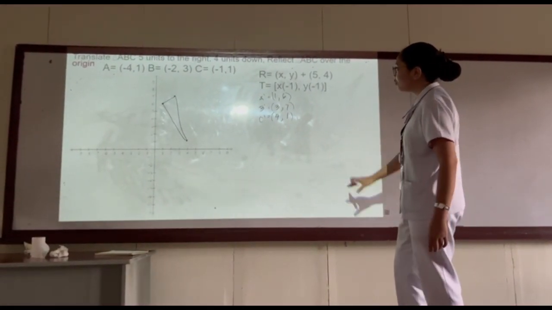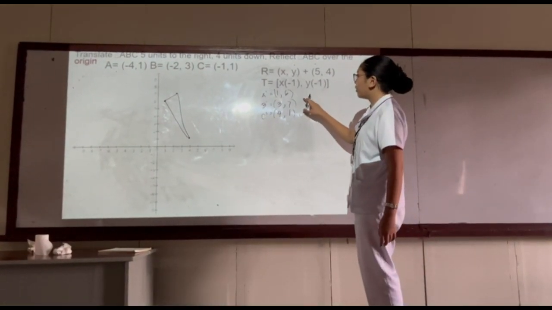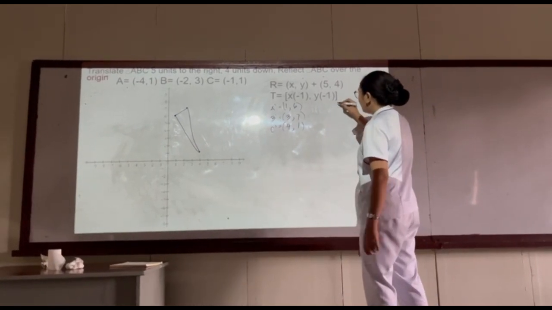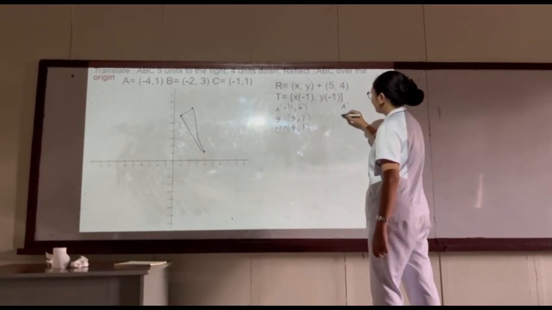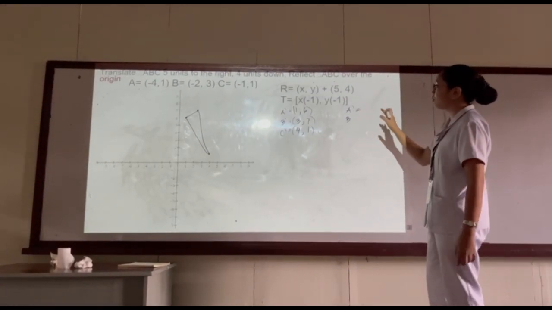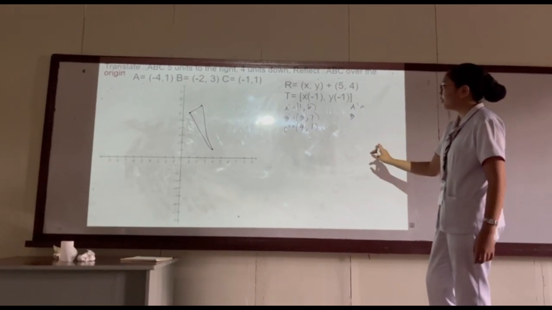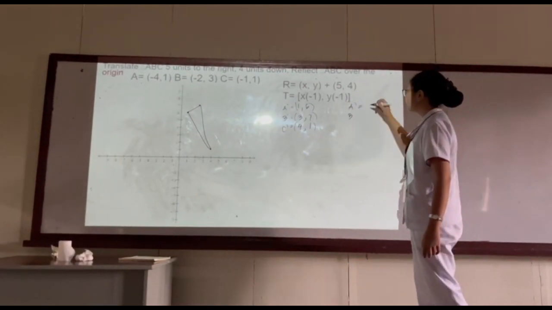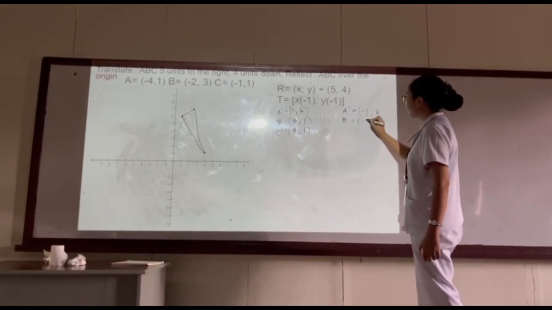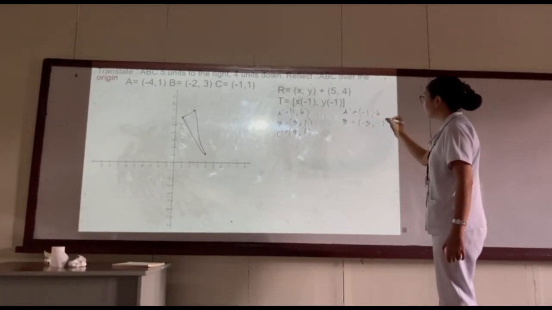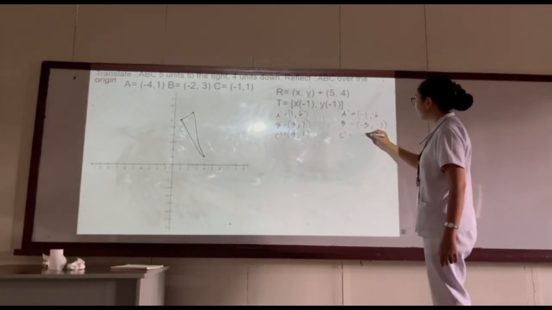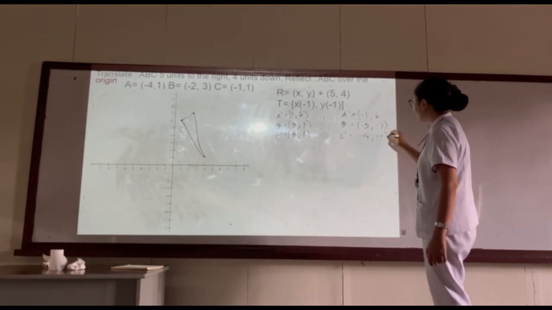So using these coordinates, we're going to follow the formula for reflection. We're going to multiply both x and y values by negative 1. So our new A prime will be negative 1, negative 6. Our B will be negative 3 and negative 7. And our C will be negative 4 and negative 1.